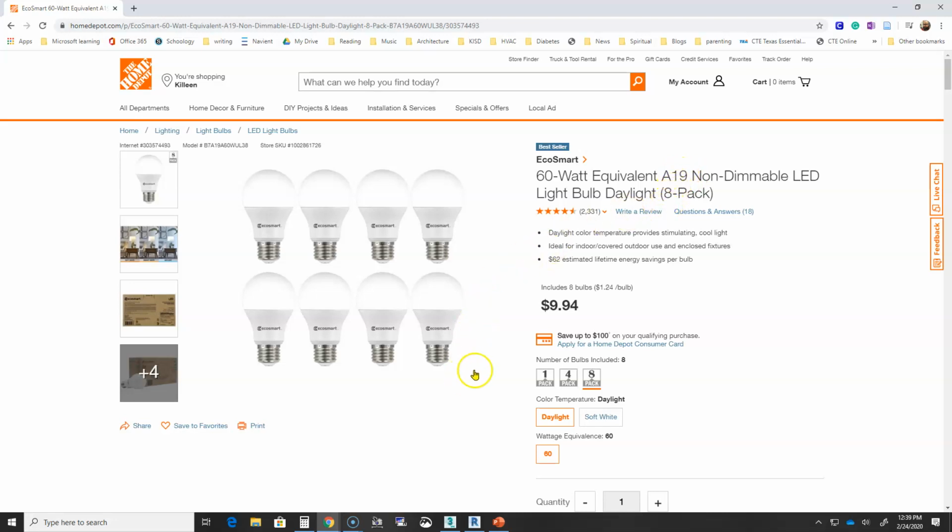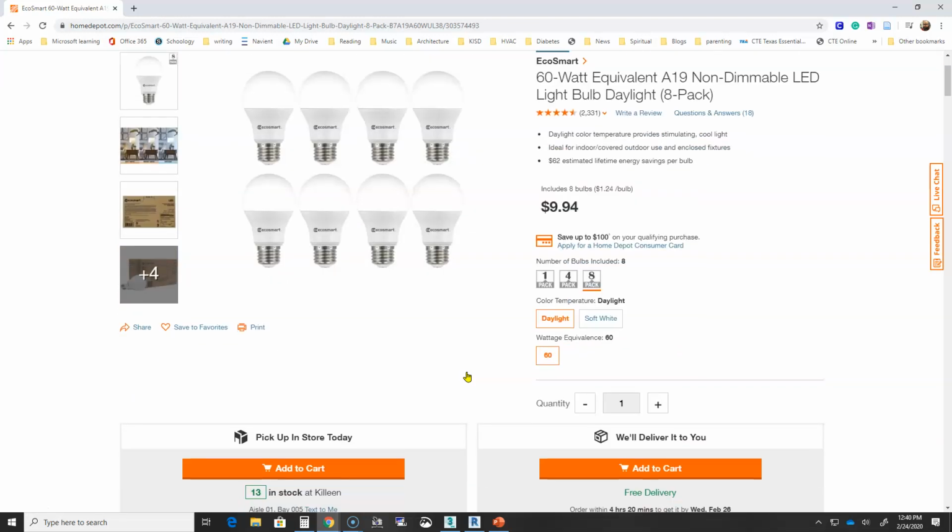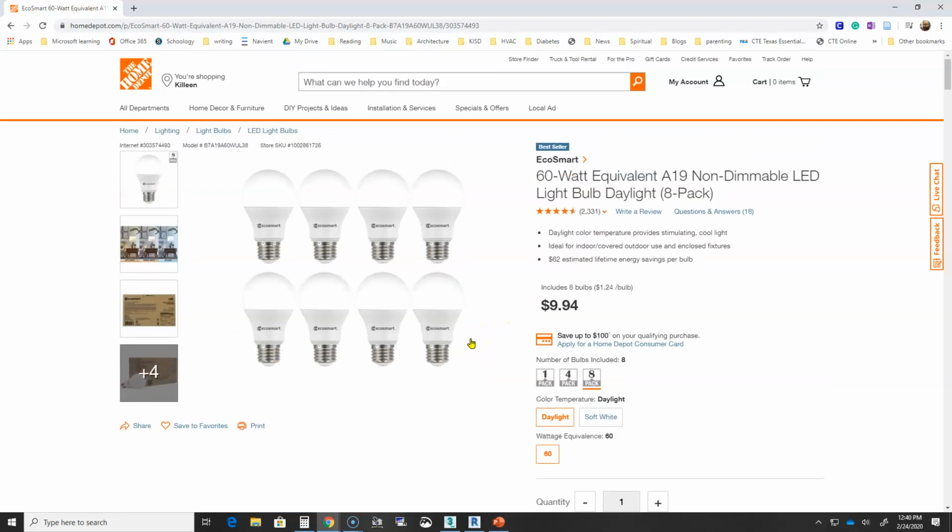But let's look down into the specifications. And I'm glad I'm showing you this right now, because you'll have to do this a lot. You'll have to go to Home Depot, Lowe's, you name it, and look up things. And you may even end up going online to the manufacturer's website to get information for your design. But here we just need light bulbs.